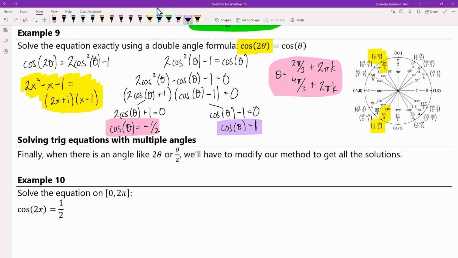When is cosine of theta equal to 1? There's only one angle that does that, thankfully. That one. So then that means my answer here is theta equals 0 degrees, or 0 radians, plus 2 pi k. Remember, I have to capture every single spin of the unit circle because that's what it says up top. This is my answer for the purple ones.